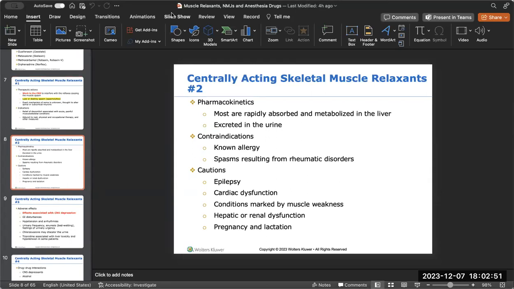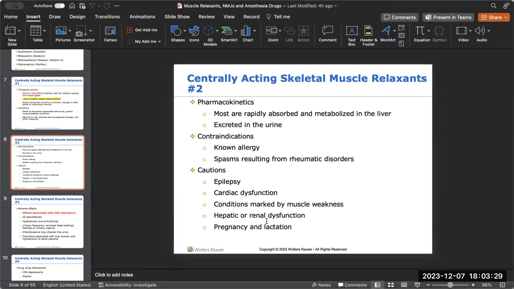Do they have any allergies, or spasms from rheumatic disorders, which are autoimmune disorders? No, that's not good, because it's going to depress the CNS more, and that could affect the autoimmune disorder, since the body's already fighting against itself, and now we're giving them a medication that can help the body fight more against itself. Cautions, right? Epilepsy, seizures. Always seizures, you have to be really careful with giving any medications, especially CNS suppressants. That's the last thing someone in a seizure might need, because it could affect all of their body systems.